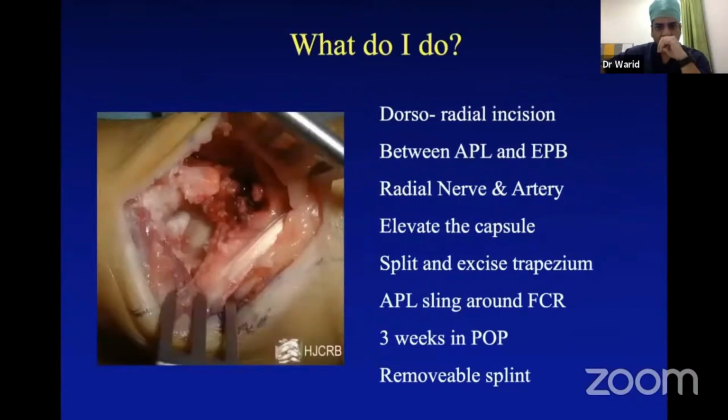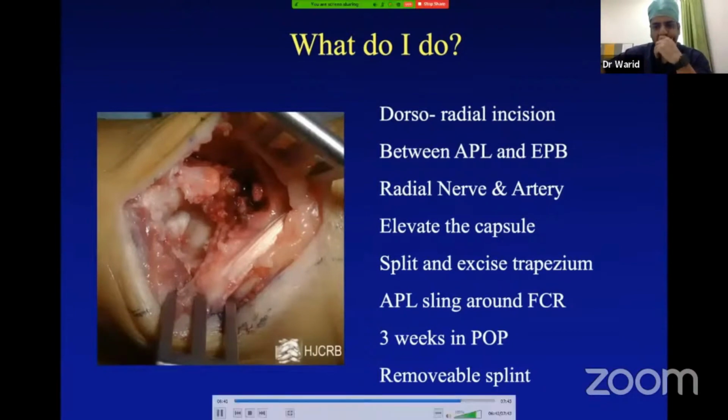What do I do? I use a dorsal radial incision with an approach between the tendons of EPB and APL. I protect the subcutaneous branches of the radial nerve and the artery. I carefully elevate the joint capsule, split and excise the bone. I then take one of the slips of APL and pass it around FCR as a simple sling, avoiding undue tension. I repair the capsule, release the tourniquet, and then close the skin. It takes around 30 minutes skin to skin, unless the bone's very hard.